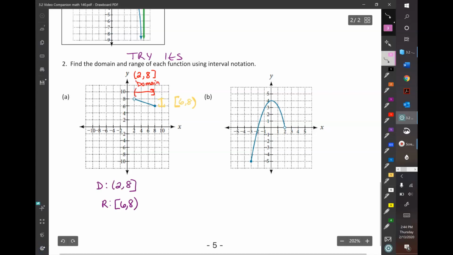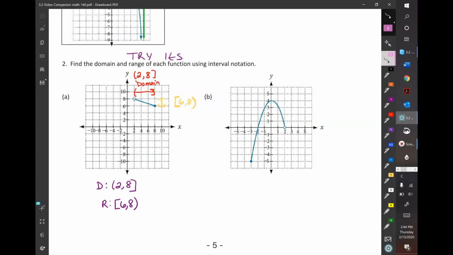Okay, so the answer for this one is the domain is parentheses 2, 8 with a bracket. And the range is bracket 6, 8 with an open parenthesis. And I showed you up here, I wrote in exactly what the domain is here as an interval on the graph. So I have it starting with an open circle at 2, goes over to 8 with a closed circle, so you can see how I drew that in there. And then that's how I would write it.